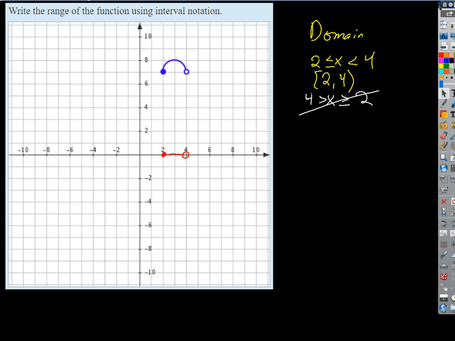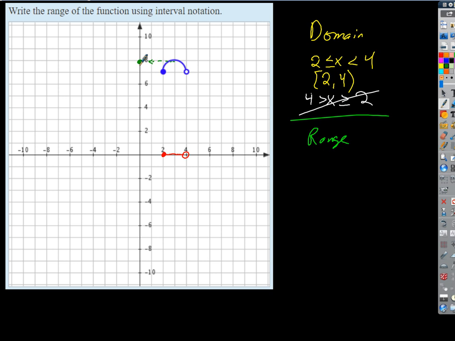Okay, so there's the domain. Now, what about the range? 8 and 7. Okay, so let's graph it first on the y-axis. Is there a highest value? 8. 8, and he can stand on 8, right? So we're going to get a closed circle there.